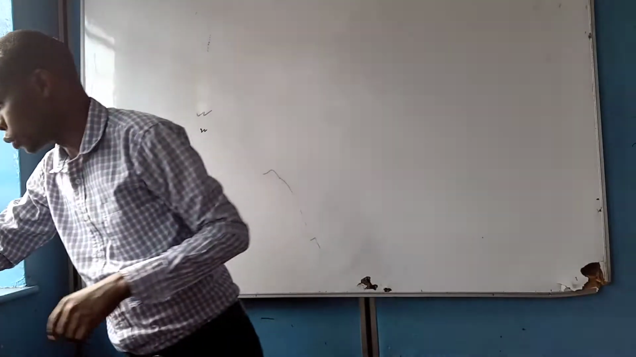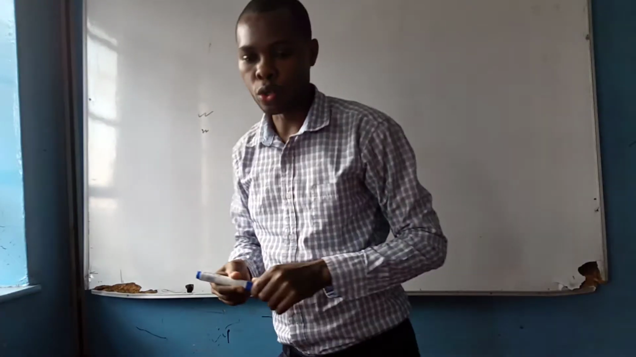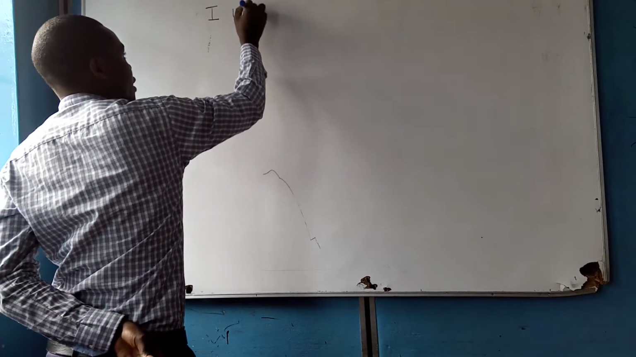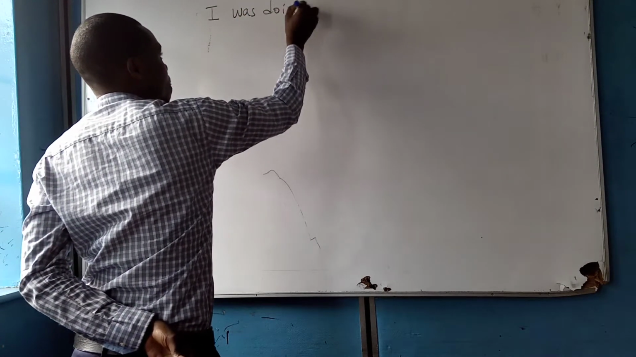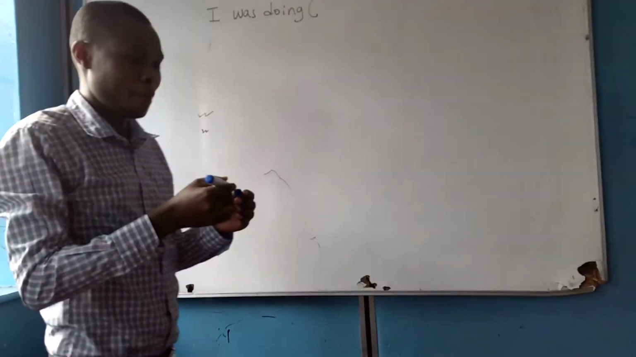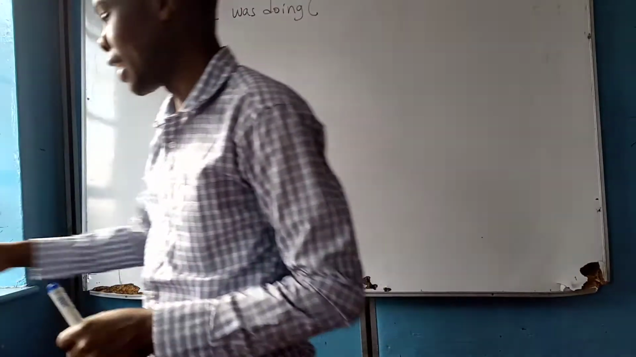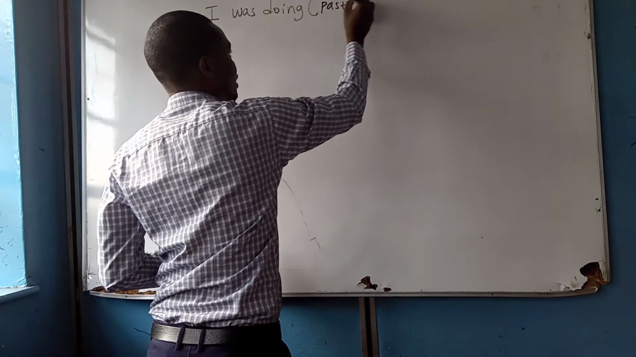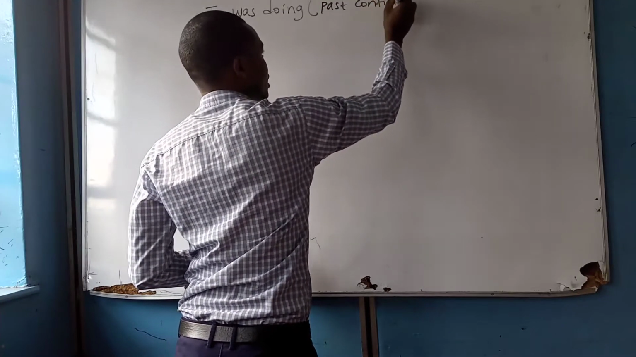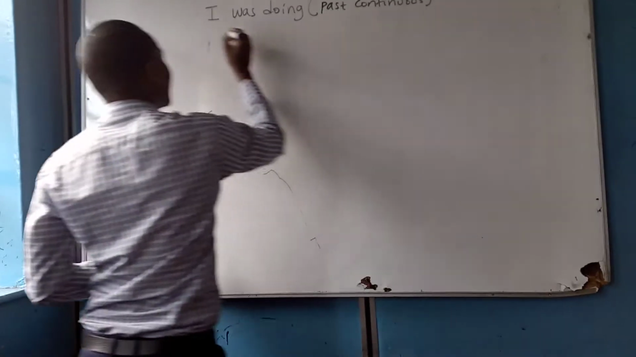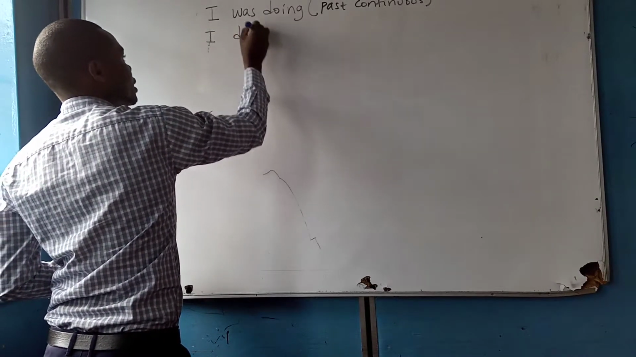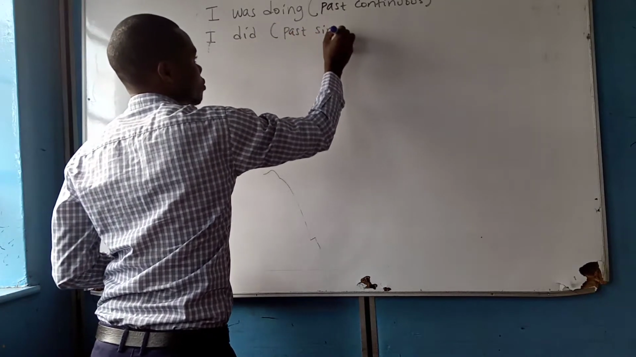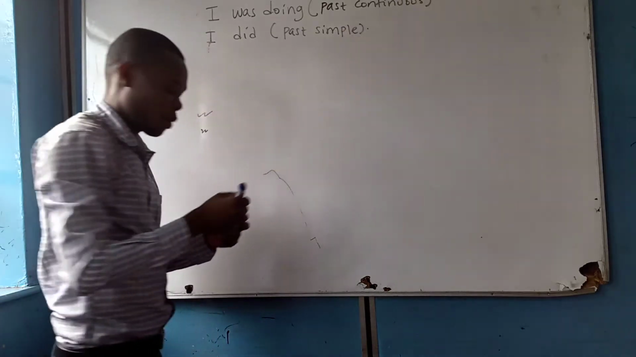Hello. Today I want us to look at how we use "I was doing". That is the past continuous. And "I did" is the past simple.